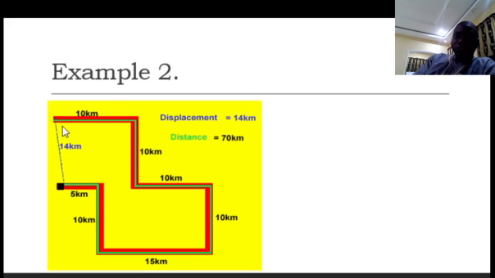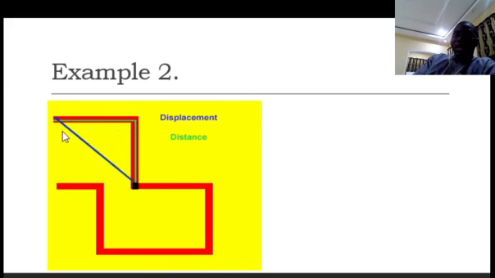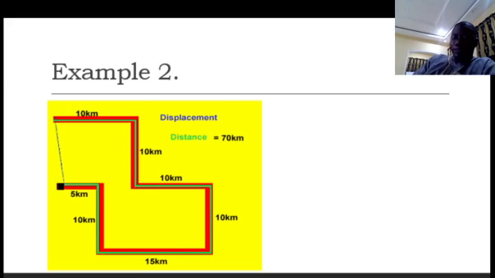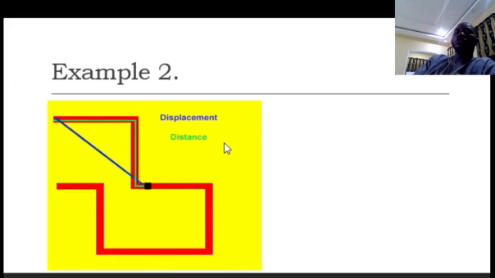But the displacement is just this side, this point to this point. The starting point and the ending point gives you the displacement. And displacement value, if checked, is just 14 kilometer. You can then see that displacement is shorter than distance. Displacement is always shorter than distance, so we should know that.